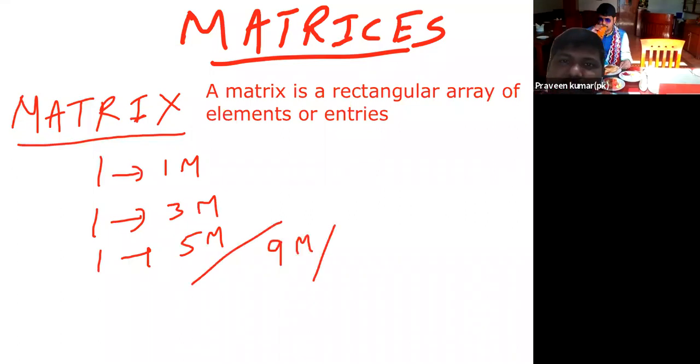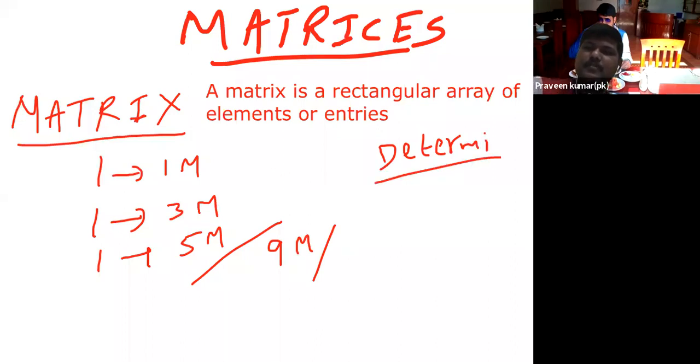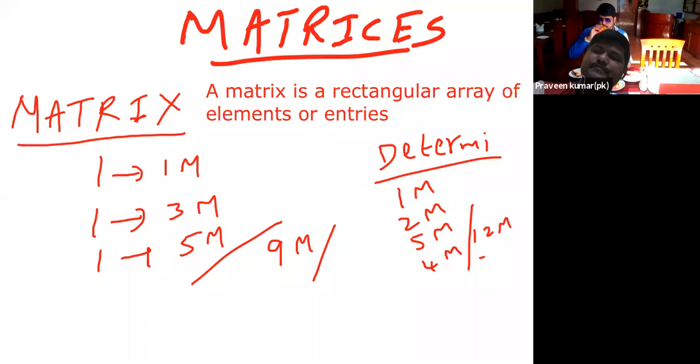Actually, matrices and determinants are linked chapters. From determinants, one 1-mark, one 2-mark, one 5-mark, and one 4-mark question. Total 12 marks will come. So these two chapters together are 21 marks, my dear students. Very, very important.